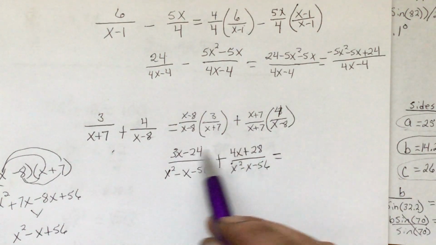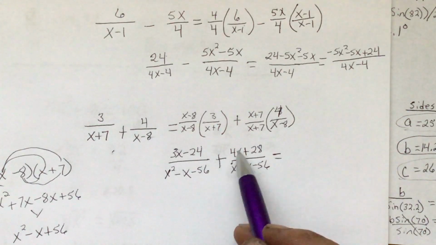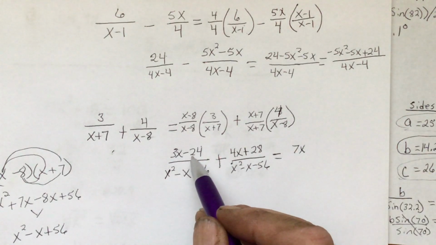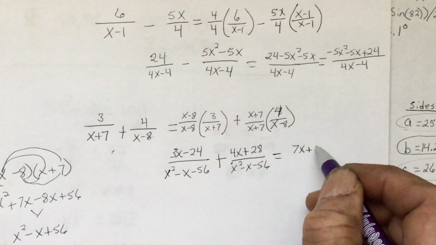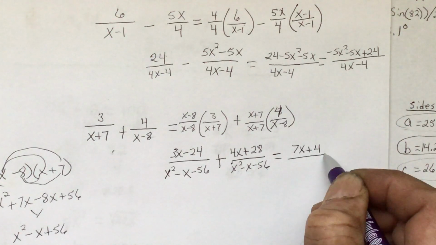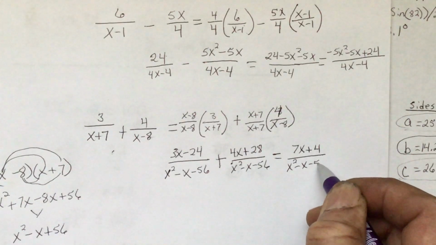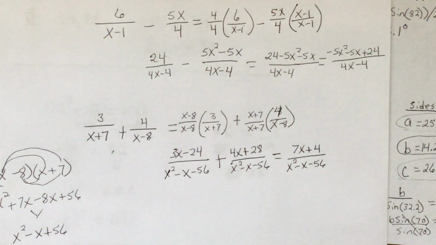Now we can combine the numerators. Got 3x plus 4x, so 7x. Negative 24 plus 28, that sums to 4. And on the bottom, x squared minus x minus 56. Okay, you can do this. You can absolutely do this.